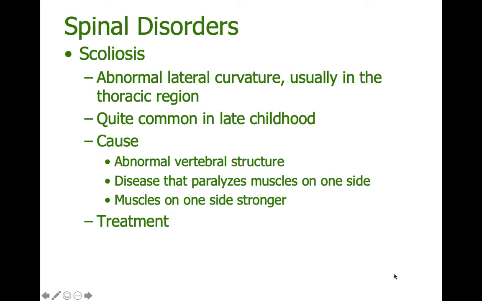Treatment depends on how severe the scoliosis is. In very severe cases, you wear a body brace. In very, very severe cases, you may need surgery, in which case they're going to put metal rods on either side of the vertebral column to straighten it out.